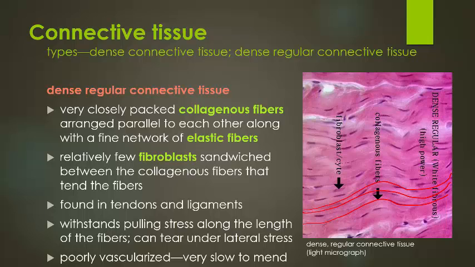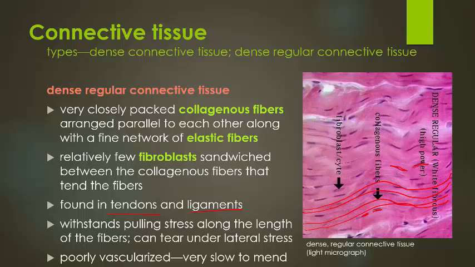That causes them to be slightly stretchy, but the dense regular connective tissues are composed of very densely packed collagenous fibers, and they're arranged in parallel to each other. And then there's a very fine network of elastic fibers that also gives a little bit of a springiness to the dense regular connective tissues. And relatively speaking, there are relatively few fibroblasts. These are the nuclei of the fibroblasts. And they're sandwiched in between the collagenous fibers. And so they tend to the fibers, and as the fibers get damaged, these guys are responsible for repairing the damaged fibers. So dense regular connective tissue is what makes up tendons and ligaments.